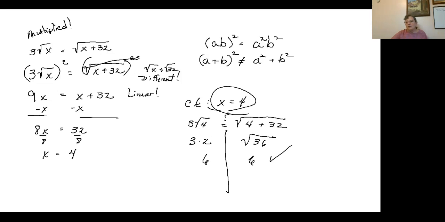Let's try one more, and then we'll talk about 8.6. So let's try this one. What if we had 3 plus the square root, I'm using theirs now, I'm looking at the book, of 27 minus 3x equals x.